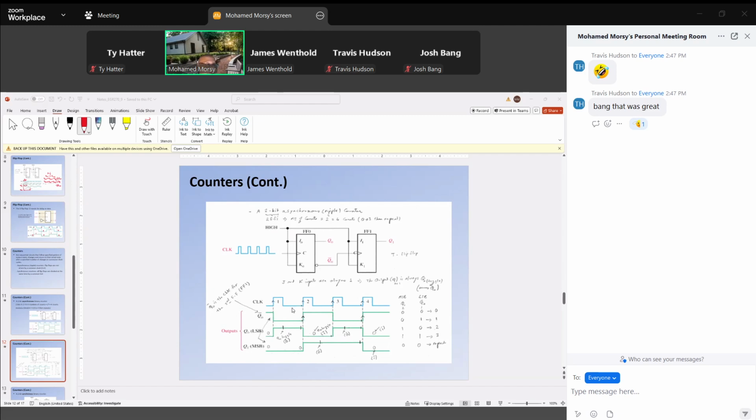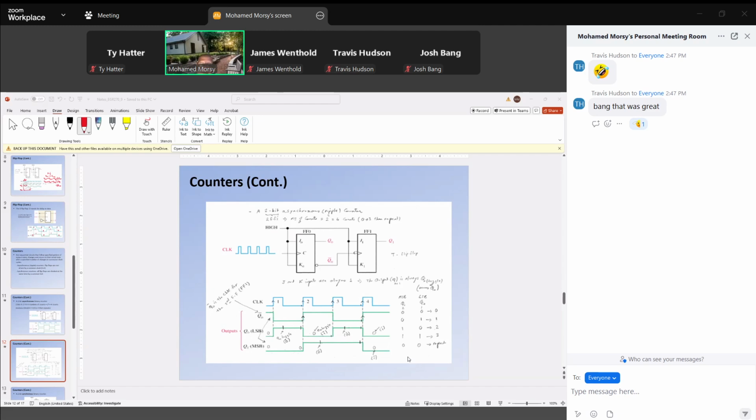Between the first and second edge, what do we have? 1, 0. We start with Q0 and then Q1. What is next? 0, 1, then 1, 1, then at the end we have 0, 0. So 0, 0 gives us 0 in decimal, 1, 0 gives 1, 0, 1 gives 2, 1, 1 gives 3, and then it repeats: 0, 1, 2, 3, 0, 1, and so on.